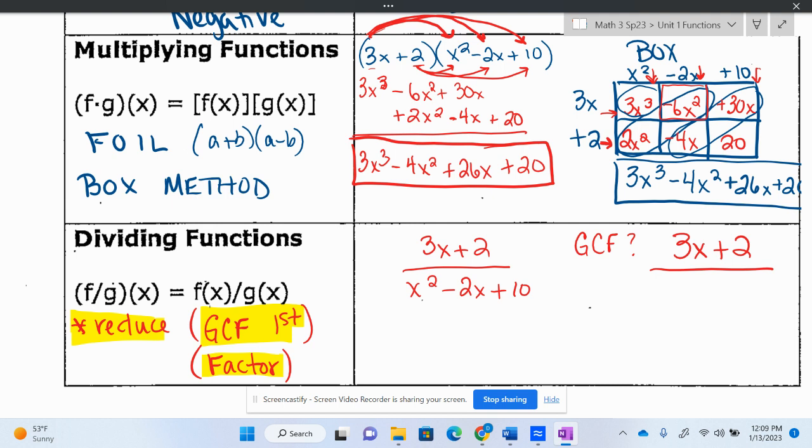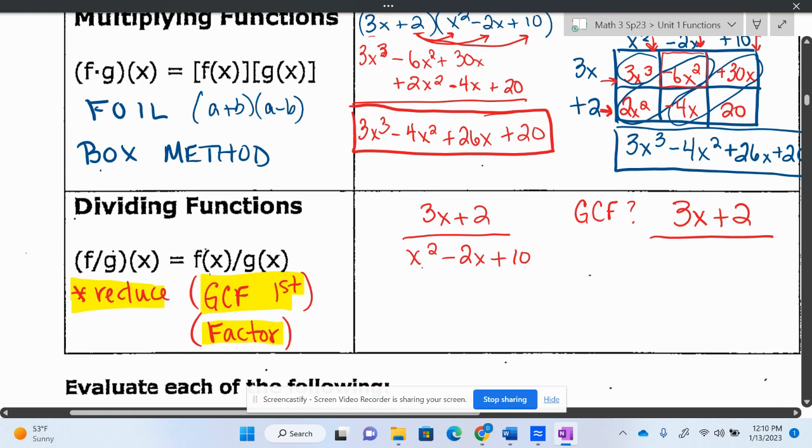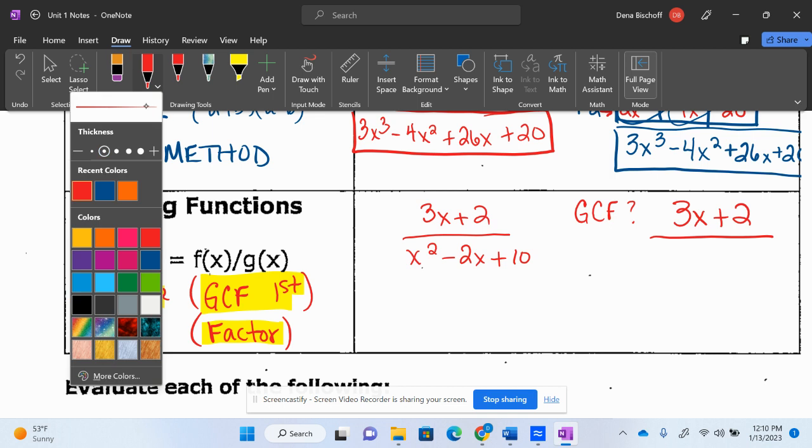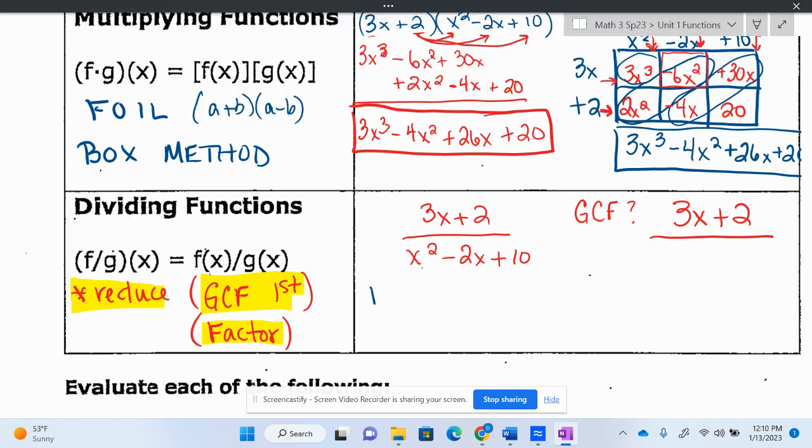What did we learn about trinomials in Math 1? Do you guys remember that you could factor them? Factoring trinomials? Do you remember how to do that? So let's do a little factor review. We're going to do a quick talk about factoring.